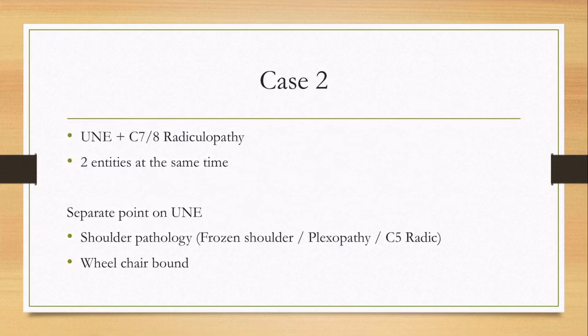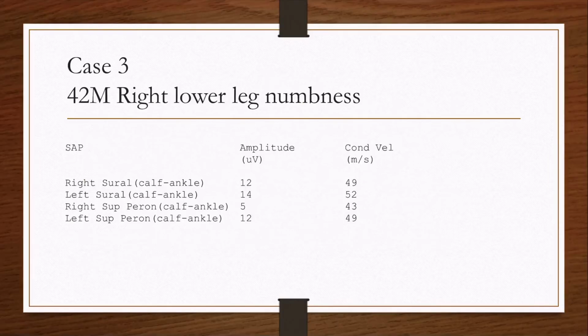Now, just as a separate point, just to talk through this with you and take the opportunity with ulnar neuropathies at the elbow, anybody who's got any shoulder pathology is at risk of developing an ulnar neuropathy at the elbow. They might have a frozen shoulder, they might have a plexopathy, C5 radiculopathy, any of those causes that might lead to somebody leaning their elbow onto something to support it, or perhaps somebody who's wheelchair bound, all at risk of developing ulnar neuropathy at the elbow, and just to highlight that for your delectation.